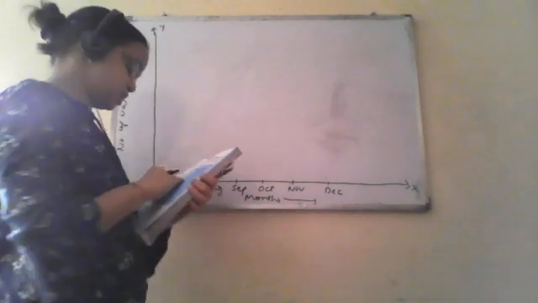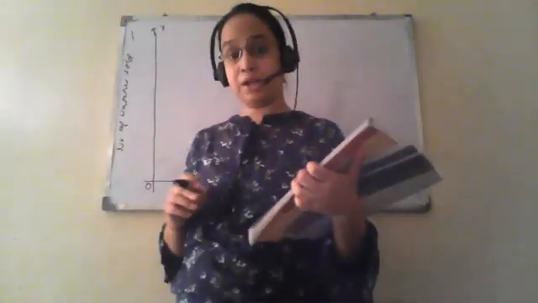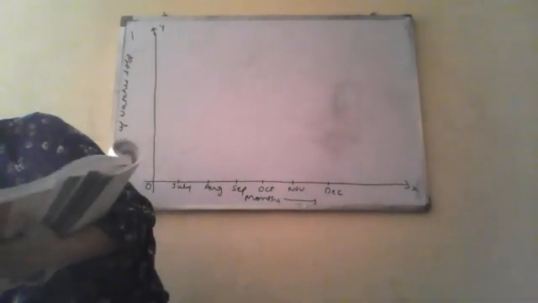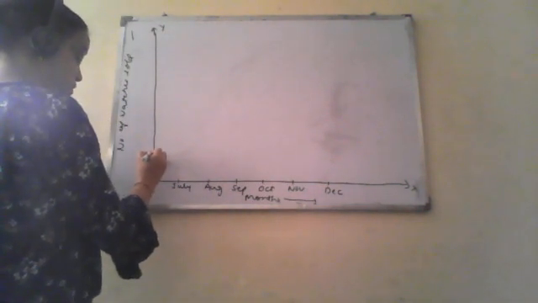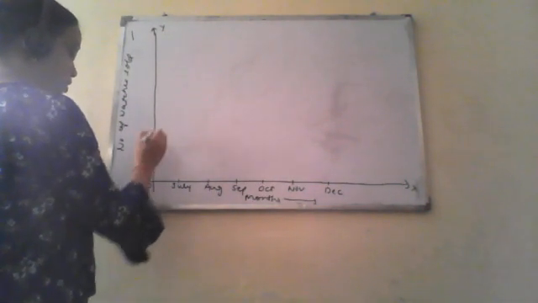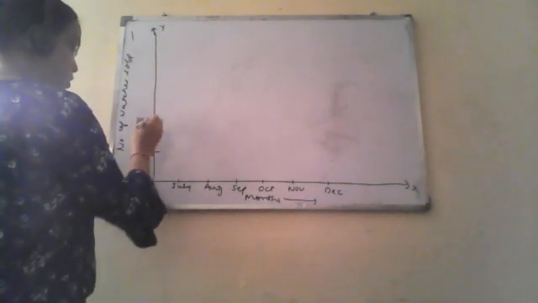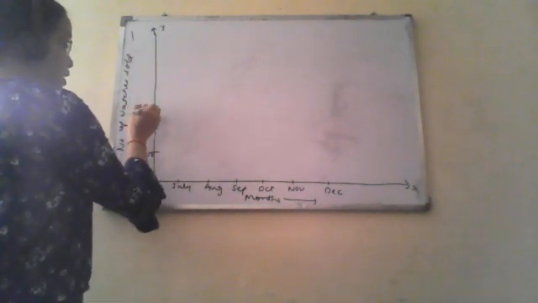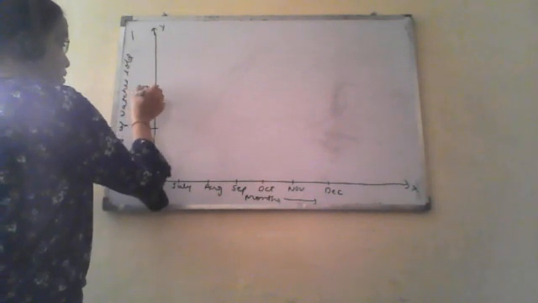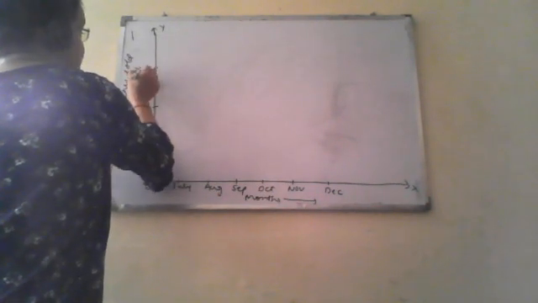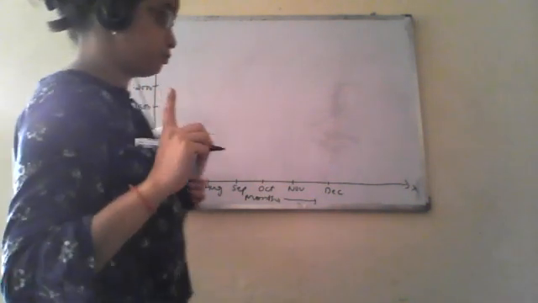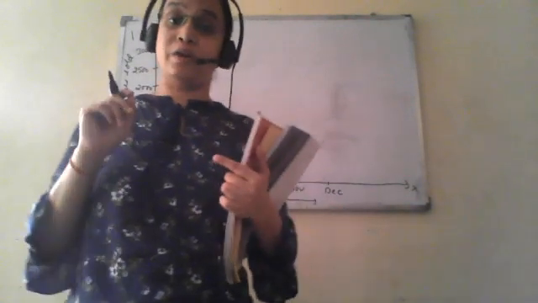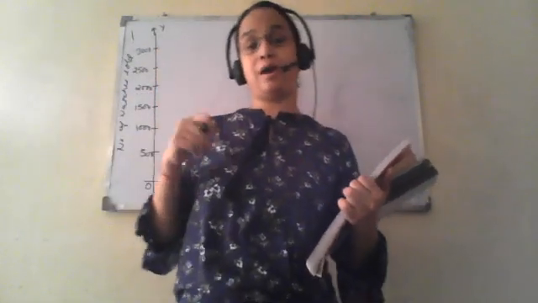See, the values are given like 1000, 1500, 1500, 2000, 2500. So we can have a scale on the y-axis like 0 to 500, then 1000, then 1500, 2000, 2500, then 3000. Okay. So what is the scale? Every time we plot a graph, we have to mention the scale.